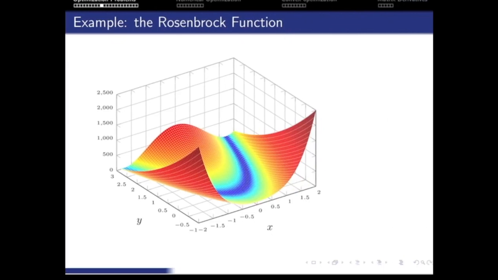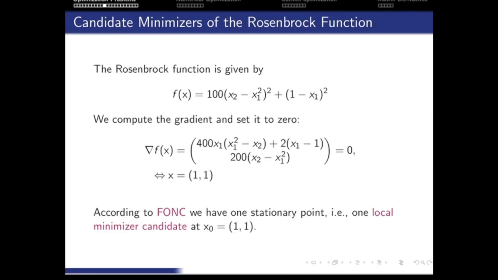Let's go through an example. The Rosenbrock function is somewhat interesting because it's actually quite hard to optimize with numerical optimization, which we will see later. But it's easy to get the minimum directly in an analytical way with the first order necessary condition and the second order necessary condition. So the Rosenbrock function maps from a two-dimensional space, you see here the axes x and y, to the real values. Let's have a look at the function value. The Rosenbrock function is given by this term here.